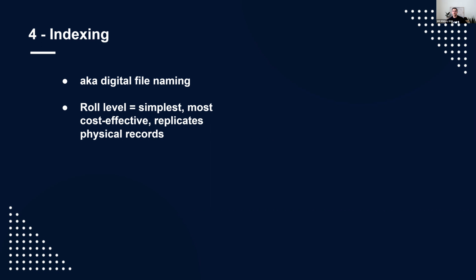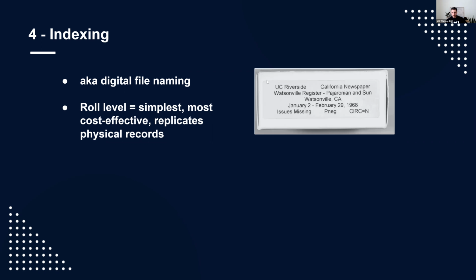For example, this is a box label of a roll. Here's the tag on it. Here's the information. That would be roll level indexing. We may not capture all that. You may not need some of this, but this is the title of the newspaper and the years. Typically in something like this, we say, hey, we want roll level indexing. We'd capture the title, Watsonville Register, Pajaronian and Son, and then the issue dates that are on that roll. Done. You have your roll. It's inherently faster than physical film, but now it's digital and you're replicating how you already know how to find it.